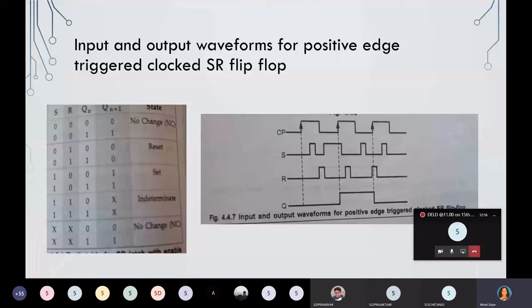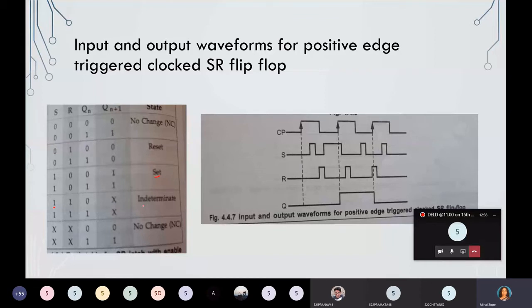Then if your inputs S and R are 0 1, your flip-flop is going to reset. If your inputs S and R are 1 0, your flip-flop is going to set. Then if the inputs of SR are 1 1, that is the indeterminate state.